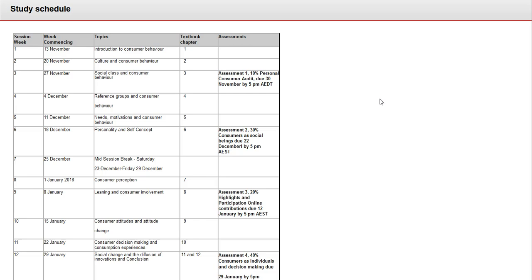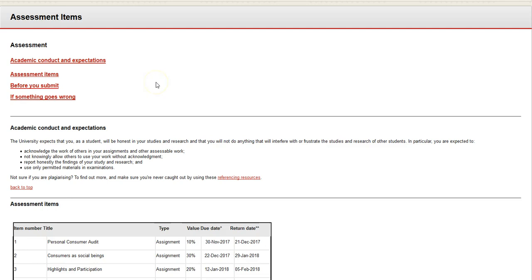In week 9, learning and consumer involvement. Week 10, consumer attitudes. Week 11, consumer decision-making and consumption experiences. And finally, in week 12, we round up with social change and the diffusion of innovation. So you can see there's a lot of areas to cover in a fairly short period of time. But I hope it's interesting as we go through the process. I hope you find it interesting and that you come out with a heightened sense of what we really mean by customer behaviour. So now I'd like to have a look at the detail of the assessment items.